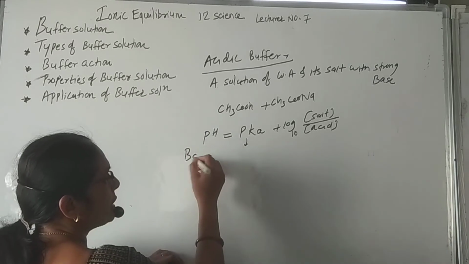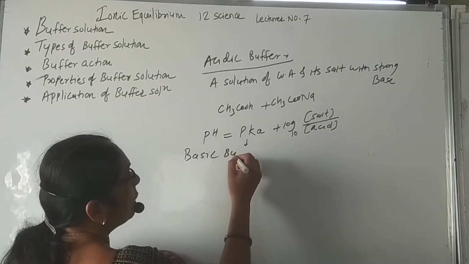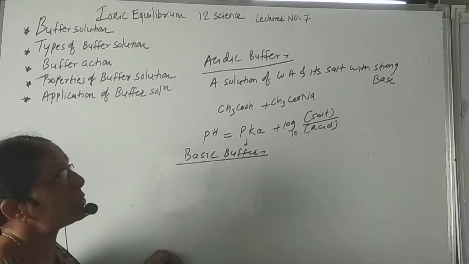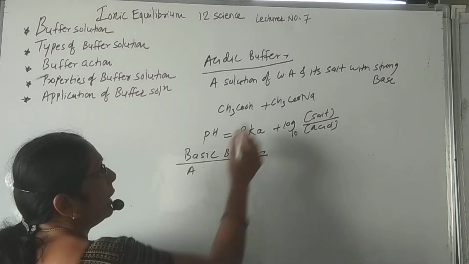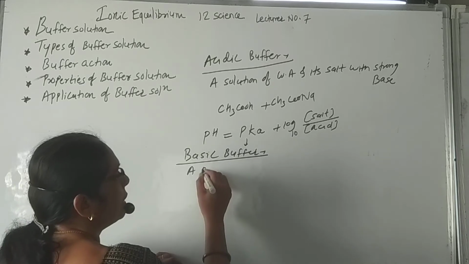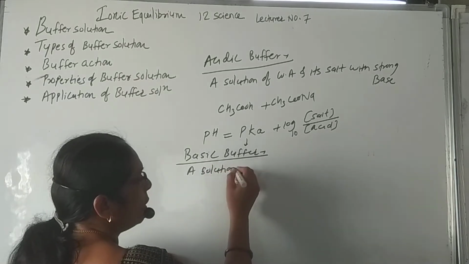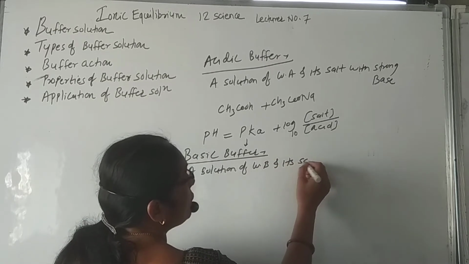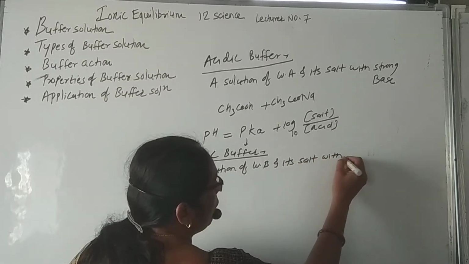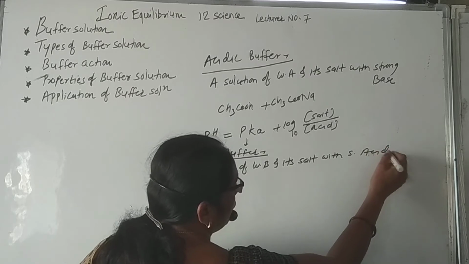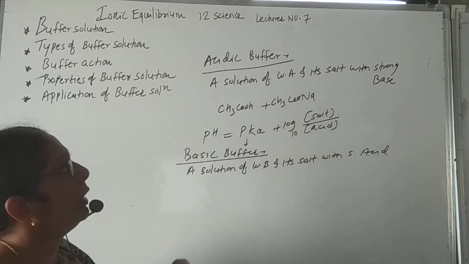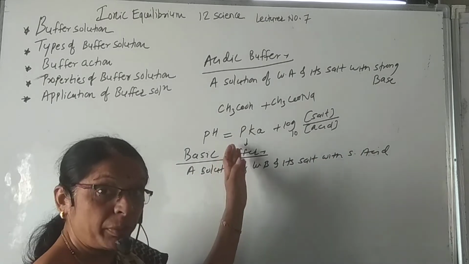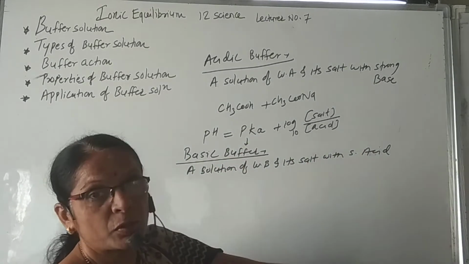Similarly, what is a basic buffer? A basic buffer is a solution where, in place of the weak acid, you consider a weak base. It is a solution of a weak base and its salt with a strong acid. Remember, an acidic buffer is a weak acid and its salt with a strong base, and a basic buffer is a weak base and its salt with a strong acid.